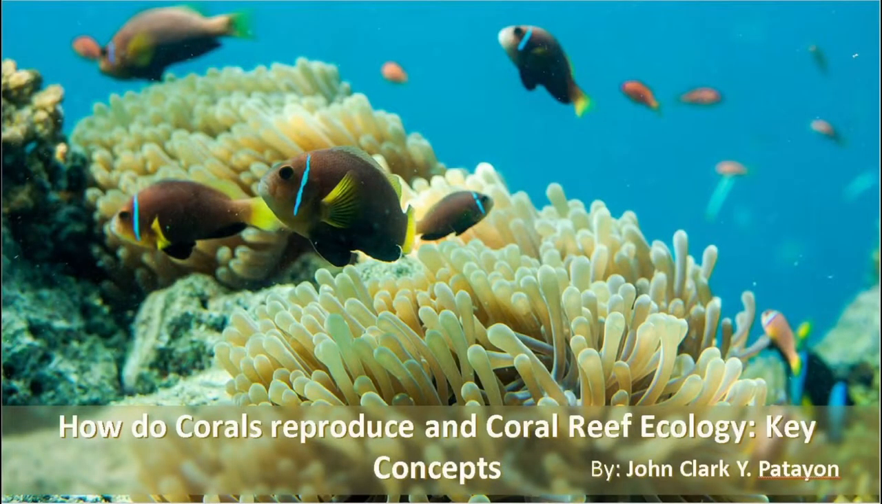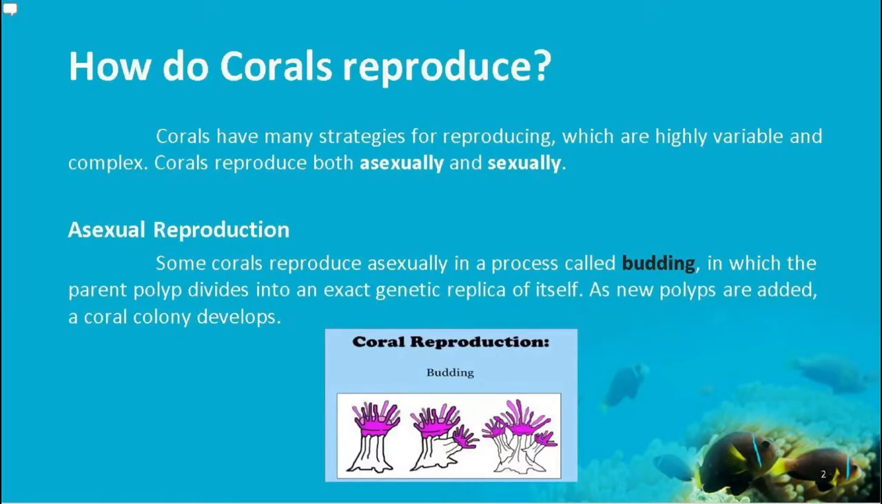How do corals reproduce and what are the key concepts of coral reef ecology? Corals have many strategies for reproducing, which are highly variable and complex. Corals reproduce both asexually and sexually. The following will explain and show how corals reproduce asexually and sexually. The first one is asexual reproduction.